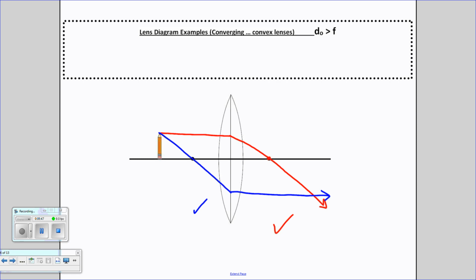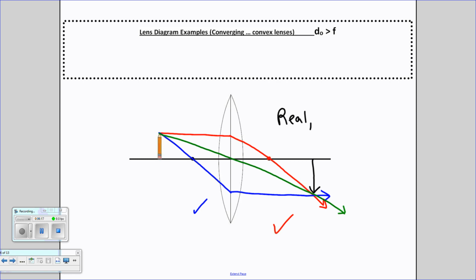And now I can already tell you where my image is going to be, but let's confirm. I go in straight through the center, and all 3 lines meet there. I am confirmed. I'm awesome. There's my image. Now, describing the image. The image is really, truly there. The lines really, truly meet. So it's a real image.